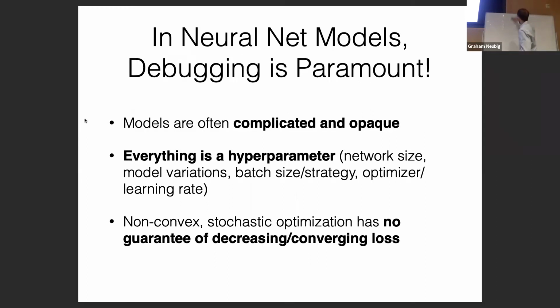But in neural networks, of course, our loss surface looks a little bit like this. So maybe we start over here and we descend and we get stuck here, or we descend and we get stuck here when actually the ideal place to be would be right here. So because of this, we can't even guarantee that our loss will be decreasing or converging in any way. So that makes things harder as well.